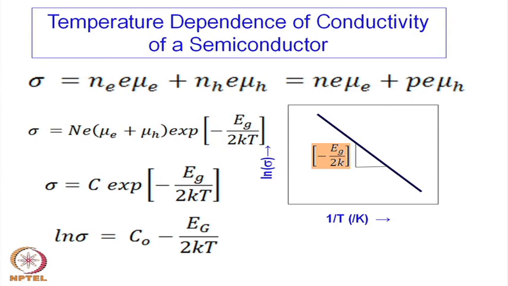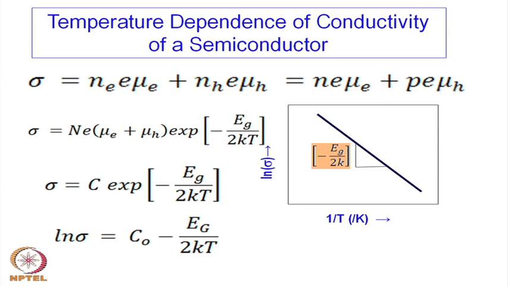Now, we look at the temperature dependence of conductivity of a semiconductor. These expressions we introduced very early in this chapter, in the discussion on electrical conduction. It is n e mu, basically, that is the expression of conductivity. n is the number of charge carriers, e is the charge per unit charge carrier, and mu is the mobility. These are the three terms which, when multiplied, give us the conductivity.